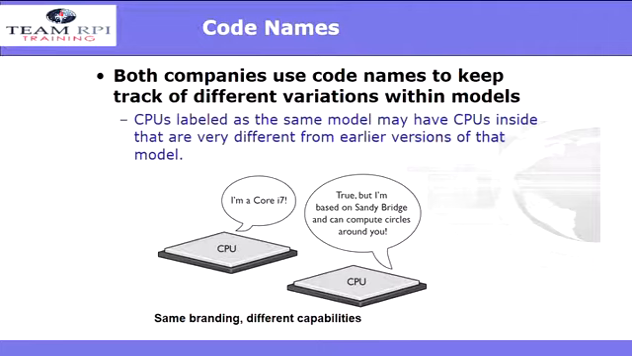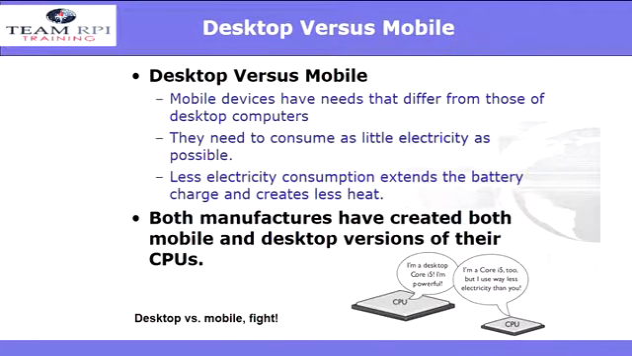Now understand, both of these companies use code names to keep track of the different variations within the models. So it's important to understand that CPUs labeled as the same model may have CPUs inside that are very different from the earlier versions. For instance, CPUs made for the desktop versus mobile devices. Mobile devices have needs that differ greatly from those of desktop computers. So both manufacturers have created both mobile and desktop versions of their CPU.